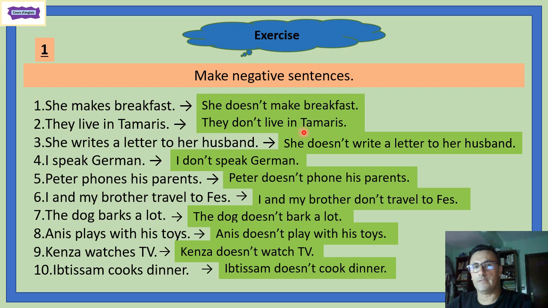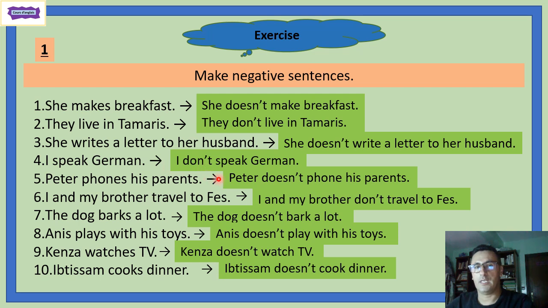2. They don't live in Tamaris. 3. Numéro 3. She doesn't write a letter to her husband. 4. I don't speak German.